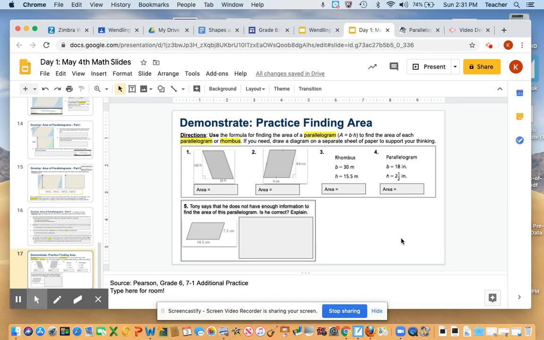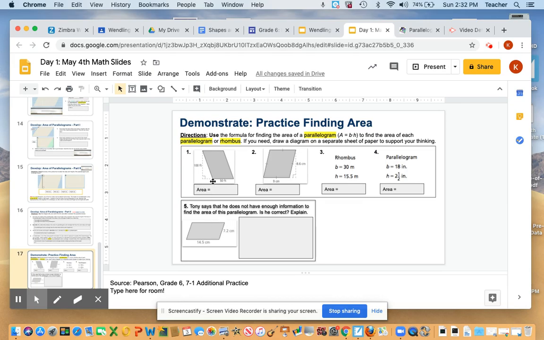And lastly, Tony says that he does not have enough information to find the area of this parallelogram. Is he correct? Explain. Here's our parallelogram. My base is definitely this 14.5 centimeters, but the tricky part is this 7.2 centimeters. Does this represent our height, or is this just the side length of this diagonal line?